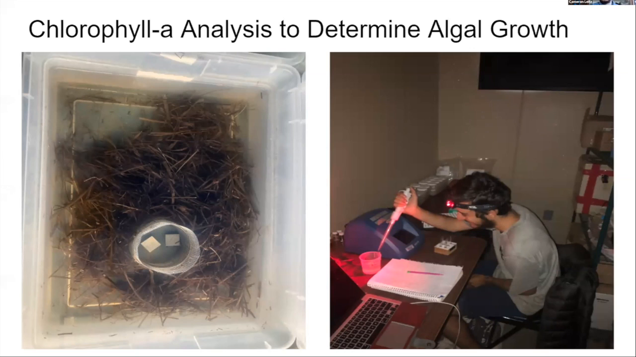And then, although you can't see it in the picture, we put 6 other tiles on the outside of the enclosure where caddisflies were allowed to graze. This allowed us to see how caddisfly grazing affected primary productivity.